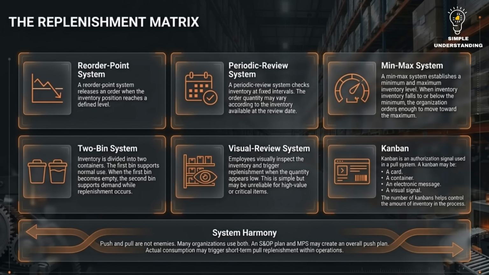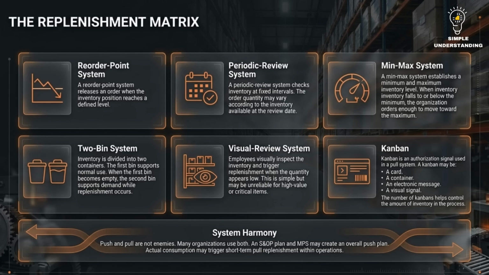Reorder point system. A reorder point system releases an order when the inventory position reaches a defined level. Periodic review system. A periodic review system checks inventory at fixed intervals. The order quantity may vary according to the inventory available at the review date. Min-max system. A min-max system establishes a minimum and maximum inventory level. When inventory falls to or below the minimum, the organization orders enough to move toward the maximum.